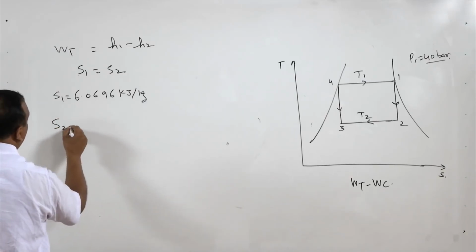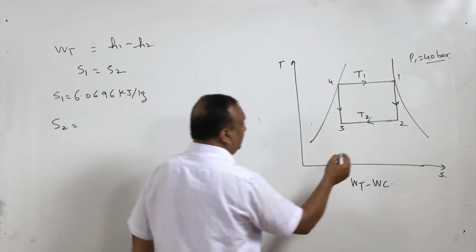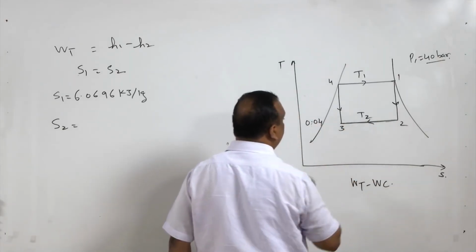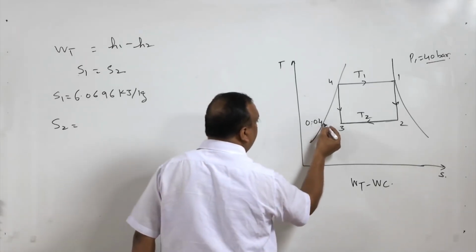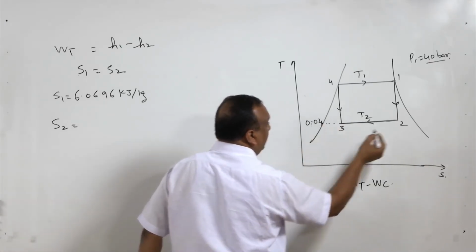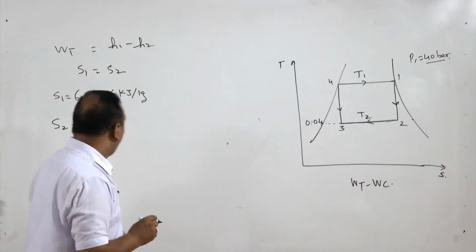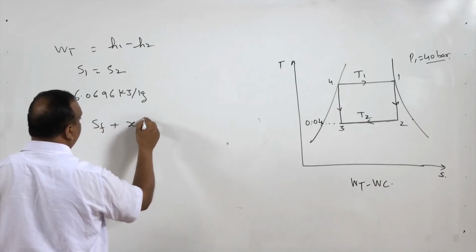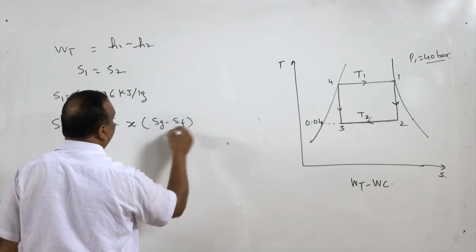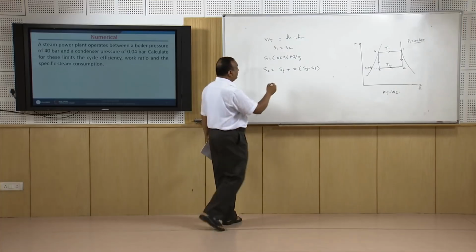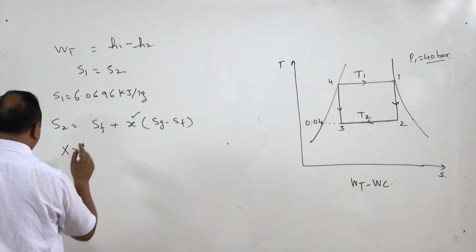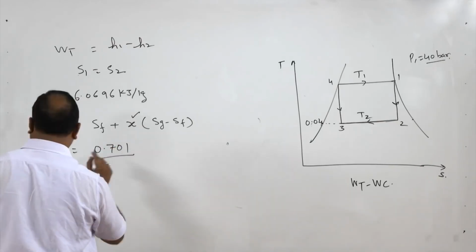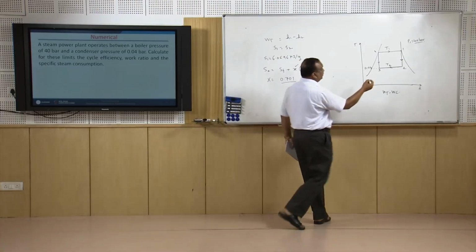Now, S2, we know in this process, because it is a constant pressure process and 0.04 bar pressure. So, for 0.04 bar pressure, we know the entropy of the liquid and entropy of the vapor. So, we can always take S2 is equal to SF plus X times Sg minus SF. Now, from here we can calculate the value of X, and in this case the value of X is 0.701.